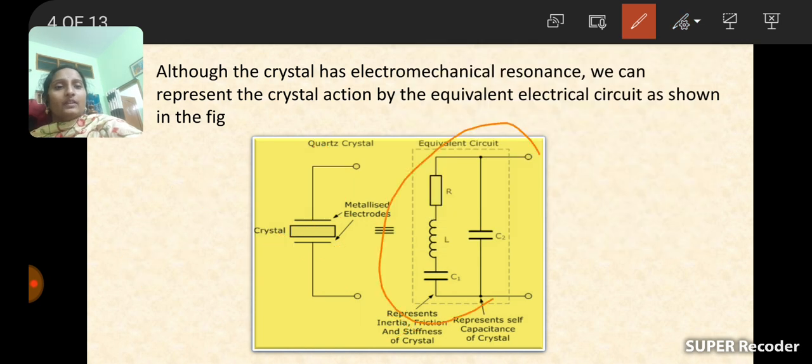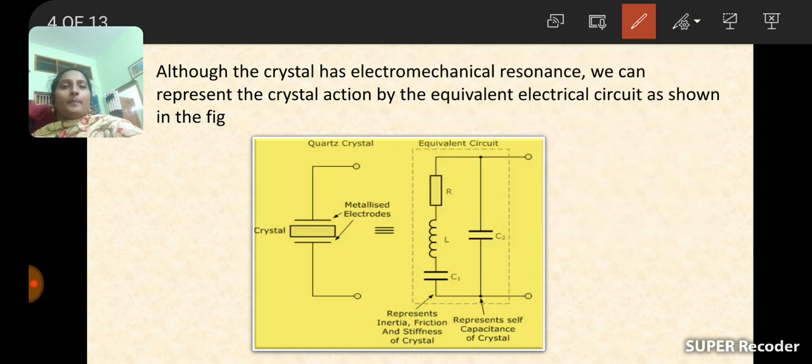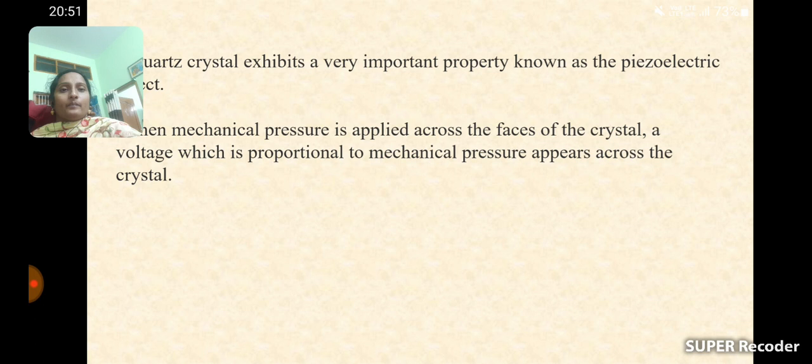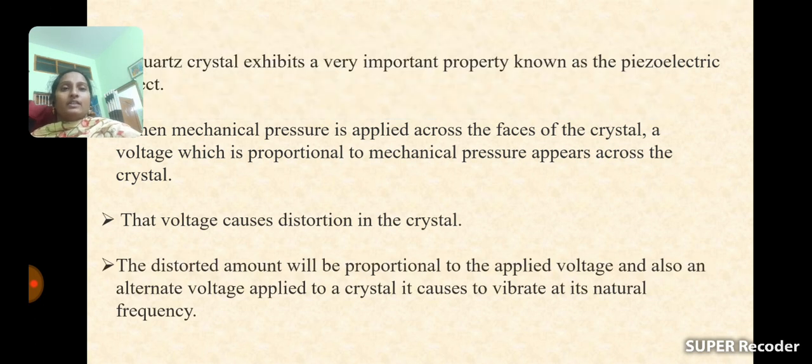And this is the equivalent circuit. It means a quartz crystal is equal to 2 capacitors and 1 inductor. The crystal operates the same way as 2 capacitors and 1 inductor act. Is it clear? This is the equivalent circuit of the crystal. Whatever I explained is there in slide 1C.